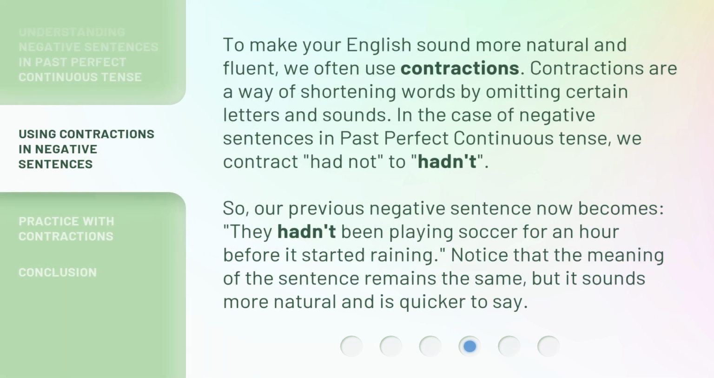To make your English sound more natural and fluent, we often use contractions. Contractions are a way of shortening words by omitting certain letters and sounds. In the case of negative sentences in past perfect continuous tense, we contract had not to hadn't. So, our previous negative sentence now becomes they hadn't been playing soccer for an hour before it started raining. Notice that the meaning of the sentence remains the same, but it sounds more natural and is quicker to say.